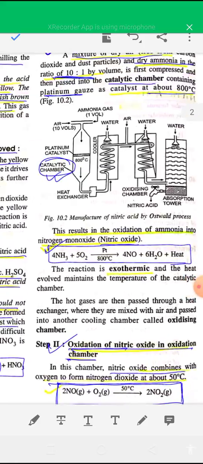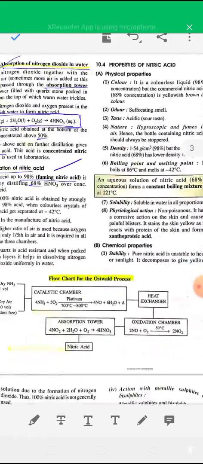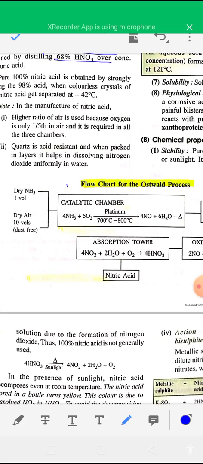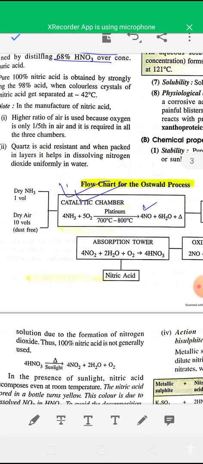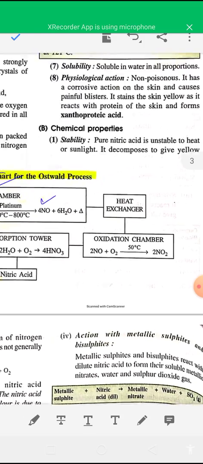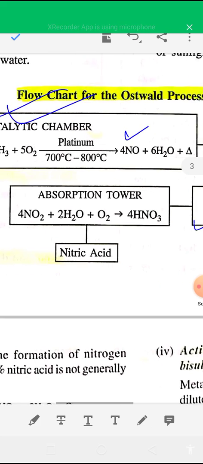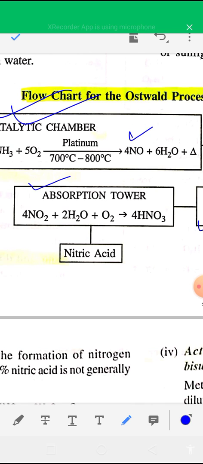So the flowchart of the Ostwald process is given here. You can see in the first step, oxidation of ammonia to give nitric oxide in presence of platinum catalyst and temperature 700 to 800 degrees Celsius. In the second step, after cooling, nitric oxide reacts with oxygen to form nitrogen dioxide. And in the third step, in the absorption tower, nitrogen dioxide reacts with water and oxygen to form nitric acid, HNO3.